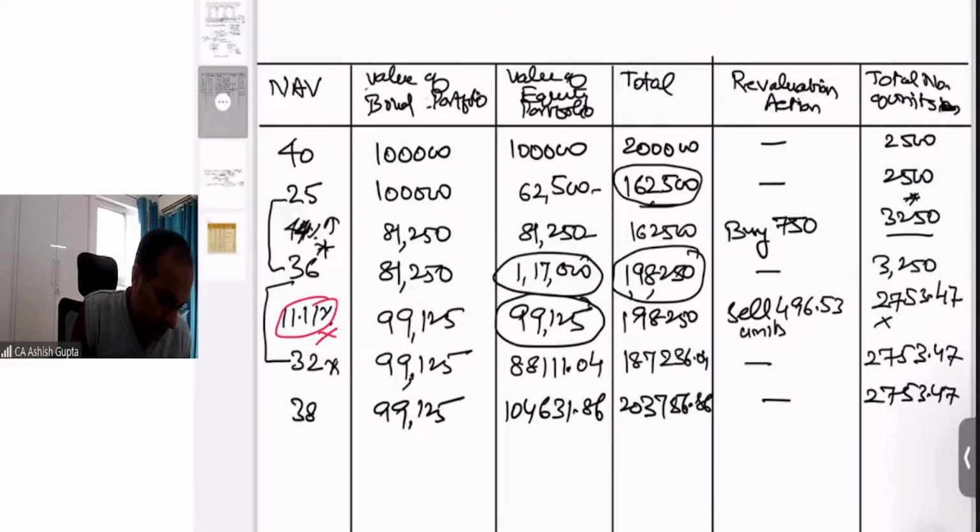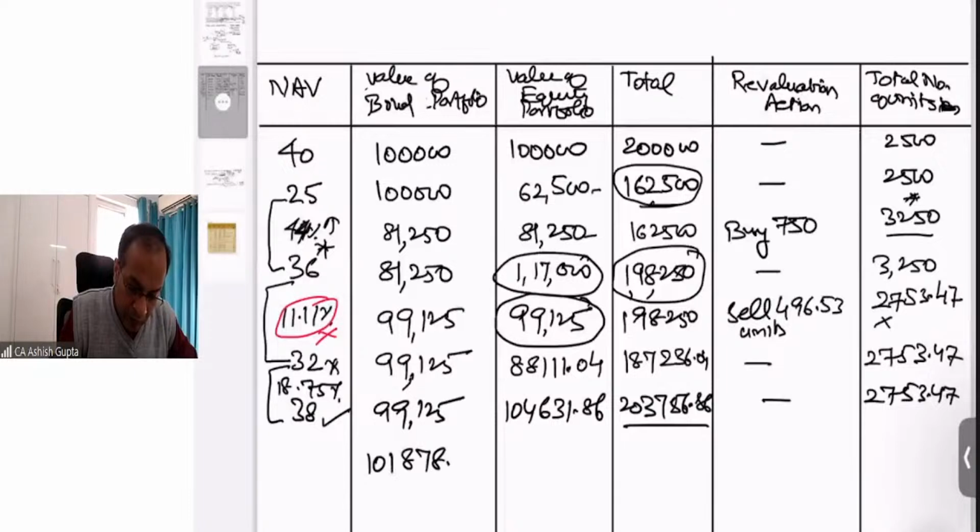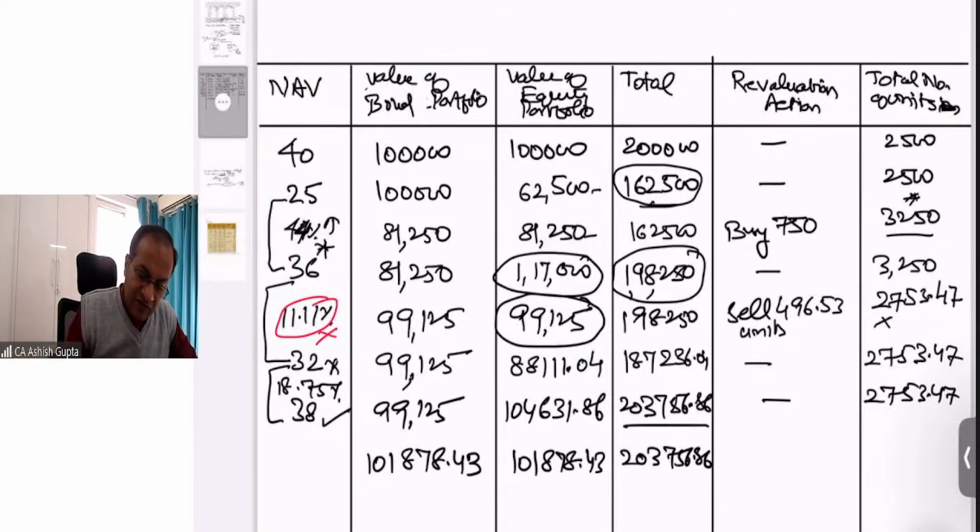38 minus 32 divided by 32. Now it is coming to 18.75%. Yes, I need an action. So now I divide this amount into two parts. The amount comes there. Now, as usual, I see there is a reduction in the investment, so I sell the units by the difference amount.